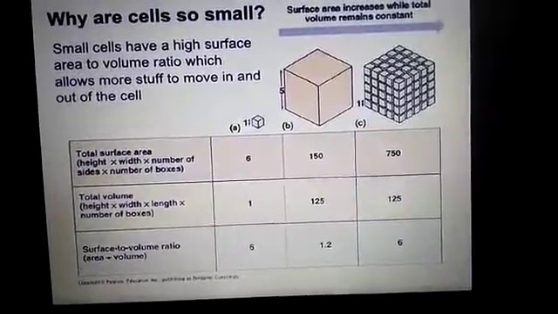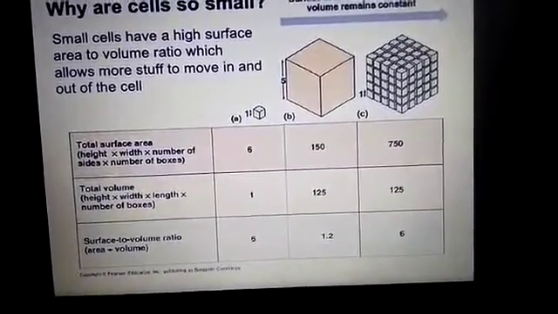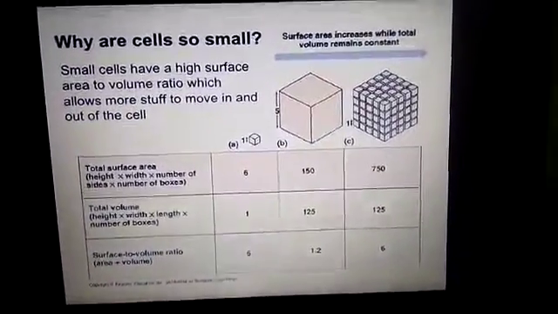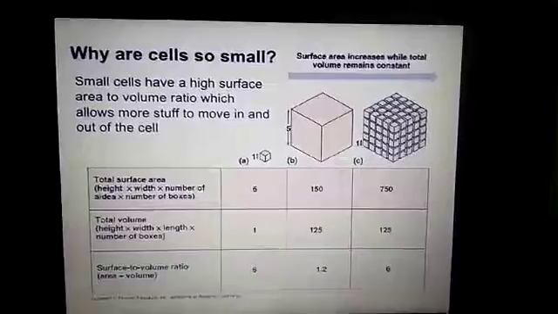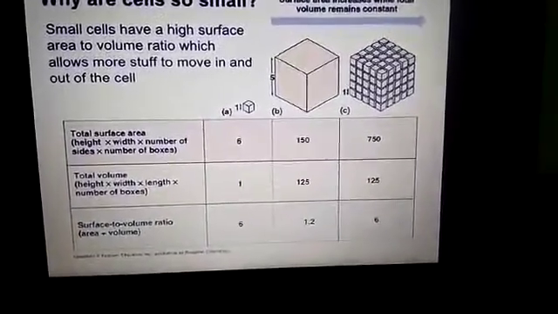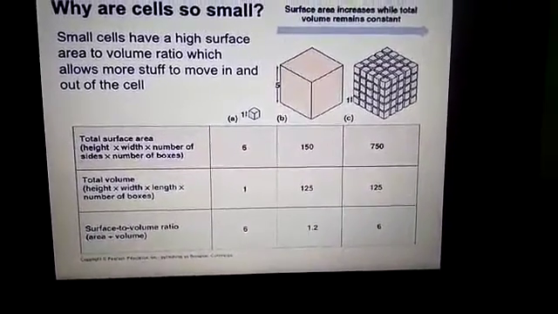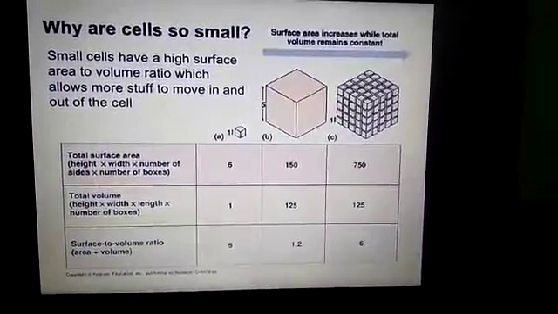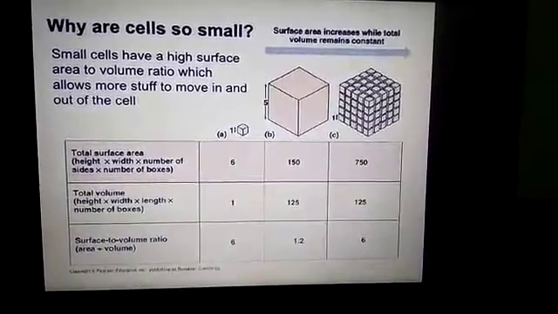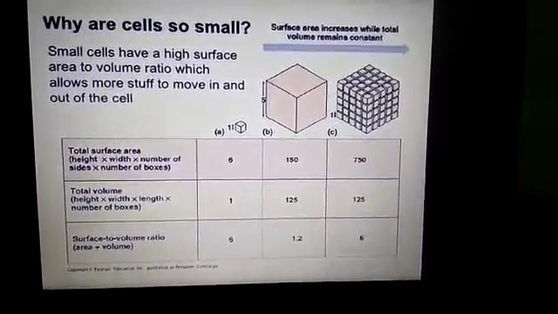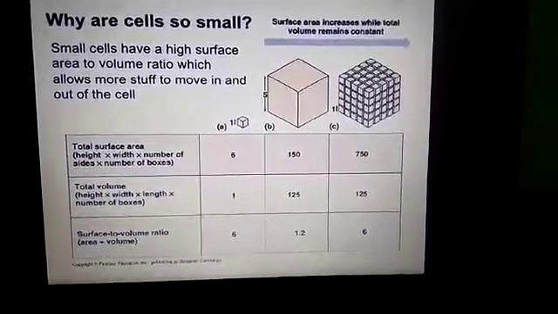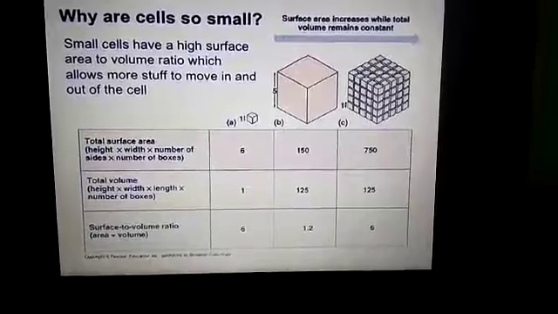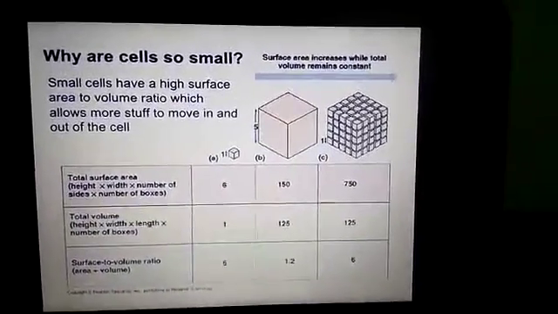Why are cells so small? Small cells have a high surface area to volume ratio, which allows more material to move in and out of the cell. So consider total surface area, height, width, number of sides and number of boxes. Suppose it is 6: volume 1, surface area 6. So it depends upon the volume, the surface to volume ratio, and the total surface area.